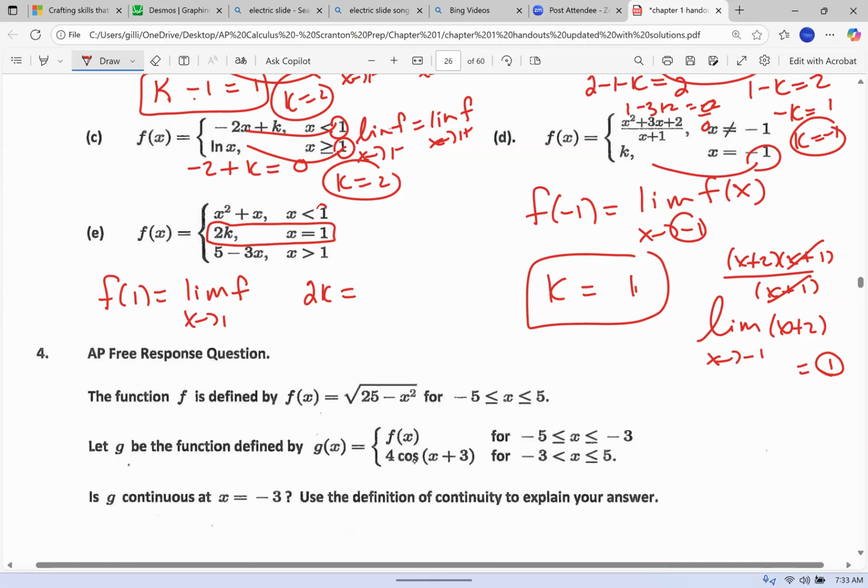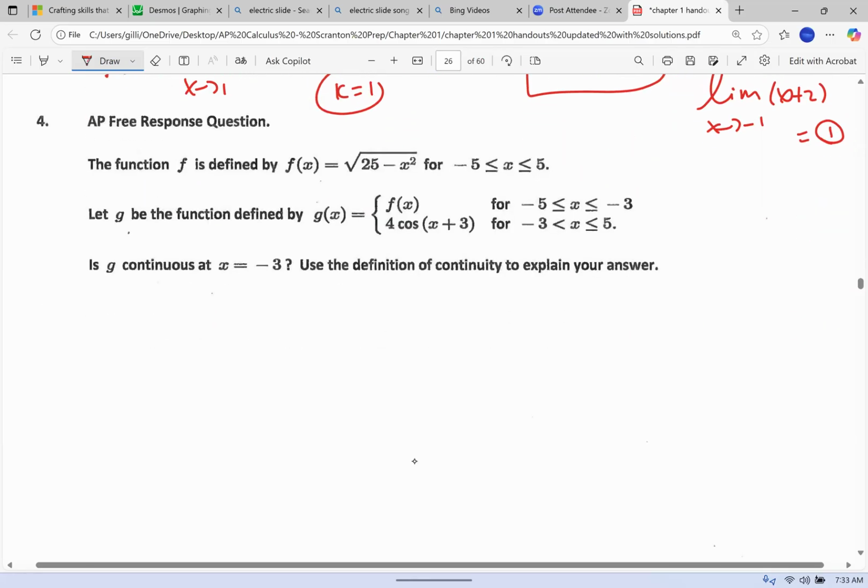So hopefully they are. If I take the limit from the left, 1 squared plus 1 is 2. And down here, 5 minus 3 is also 2. So that limit is 2. So f at 1 equals 2k. And the limit is 2. So 2k equals 2. So k is 1.